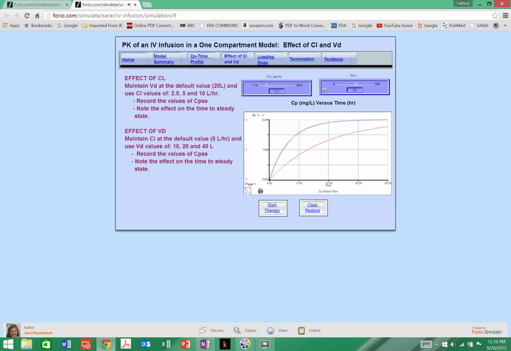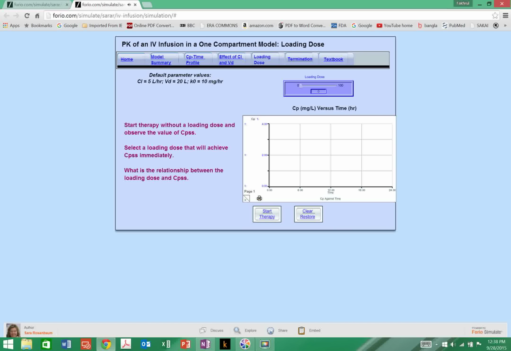Now we'll check the influence of loading dose. Here there is no loading dose. Loading dose is 0. Then if you increase the loading dose, you will see that CSS will be achieved first. It's at a short time point, but it does not influence the CSS much if you increase or decrease it, because the infusion rate controls the CSS, not the loading dose.